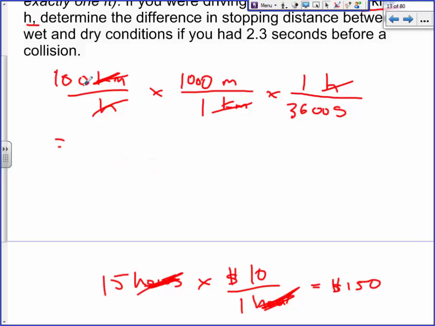Someone help me out here. What's 100 times 1,000 divided by 3,600? 27? Yeah. Okay, thank you. So we have our first value here. Our initial velocity is 27.7 repeating, but now, after quite a sidebar, I finally have a unit that I can work with, meters per second.